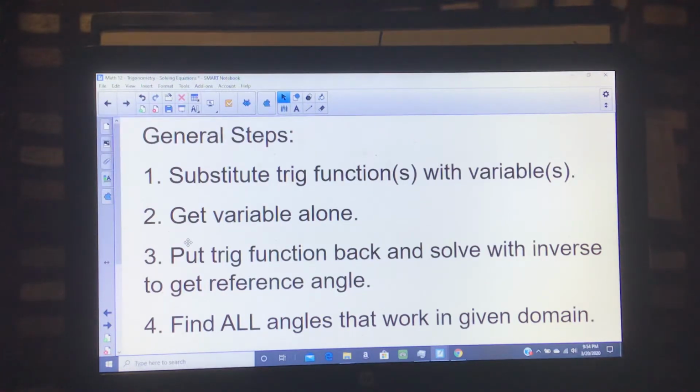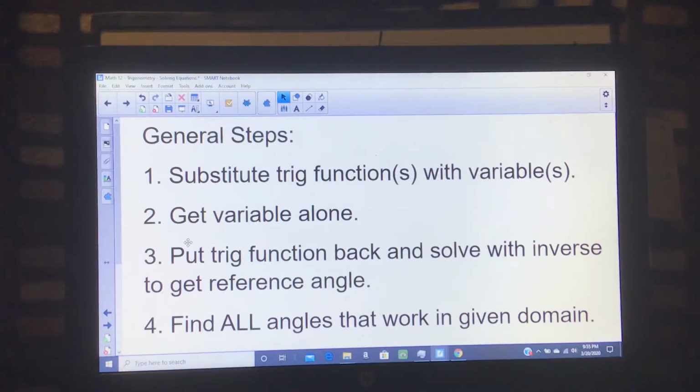After the trig function has been replaced for simplicity's sake, you're going to basically solve the equation as if you were in algebra. It's not going to have the trig in it because the trig is hidden. Once you get the variable alone, you have to go back and handle the trig. So step 3 is, once the variable's alone, put the trig function back in, and then that's when we're going to use an inverse, because we'll have a trig function alone that equals something, and we'll have to solve it with inverse trig. And that's going to get us one answer.